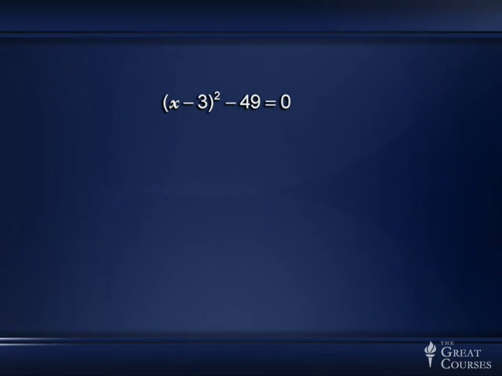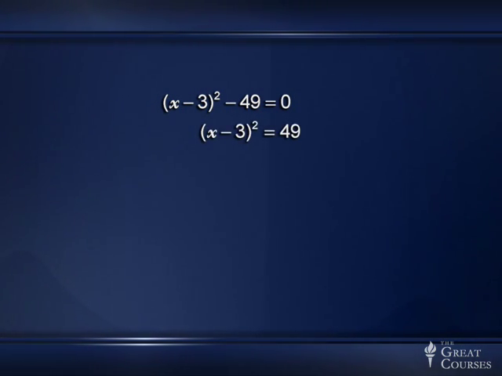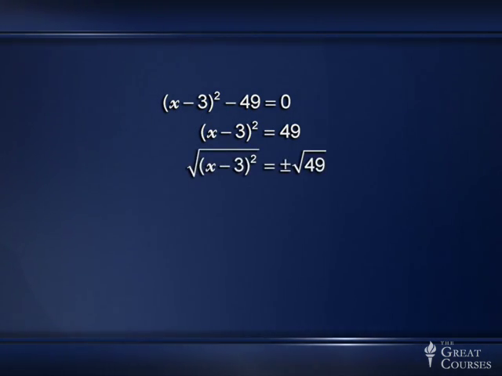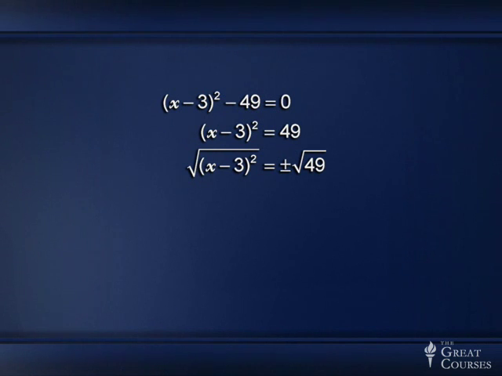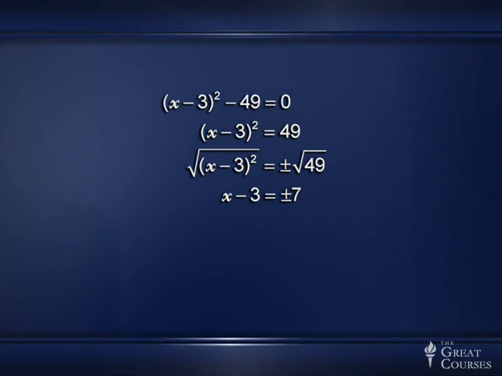Okay, so we're trying to solve (x minus 3) squared minus 49 equals 0. Here's how it works. We're going to add the 49 to the other side, and we'll have (x minus 3) squared equals 49. And now we do the square root tool. We take the square root of (x minus 3) squared on the left, and that's equal to plus or minus the square root of 49 on the right. Now the square root of (x minus 3) squared is just going to leave me an x minus 3 on the left, and the right-hand side becomes plus or minus 7.